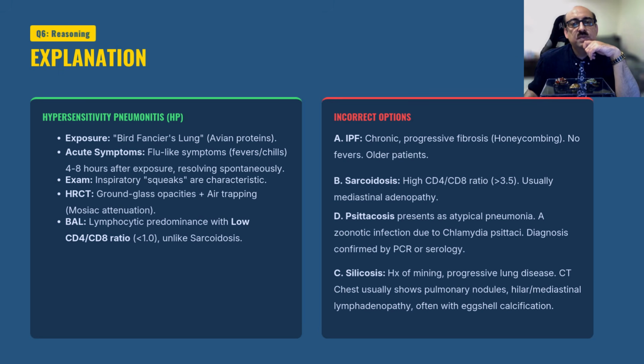Now, psittacosis might be a good differential here, because again, it's a zoonotic infection due to exposure to birds and animals. However, the diagnosis is confirmed by PCR and serology, and in this case we don't have that evidence. Plus, it usually presents as acute atypical pneumonia rather than chronic hypersensitivity pneumonitis, as in this case. Silicosis, there is no history of mining, and it's usually a progressive lung disease, and CT findings are usually upper lobe pulmonary nodules and hilar mediastinal lymphadenopathy with eggshell calcification.